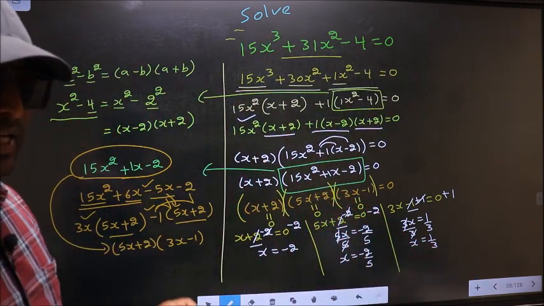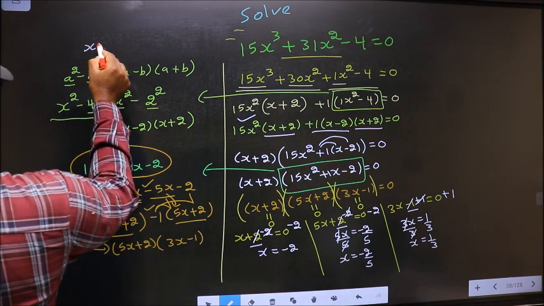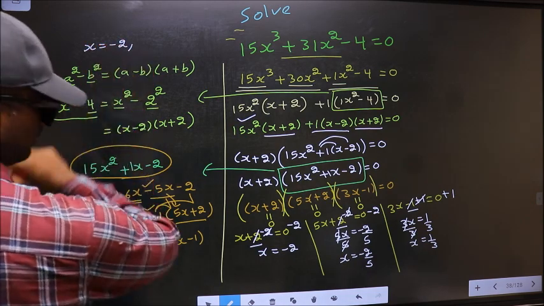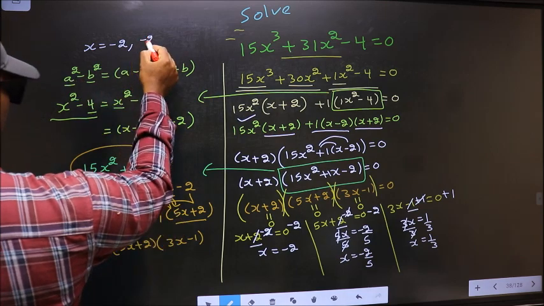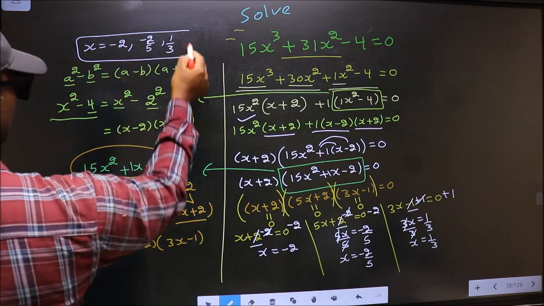So the x values that we got are minus 2, minus 2 by 5 and 1 by 3. This is our answer.